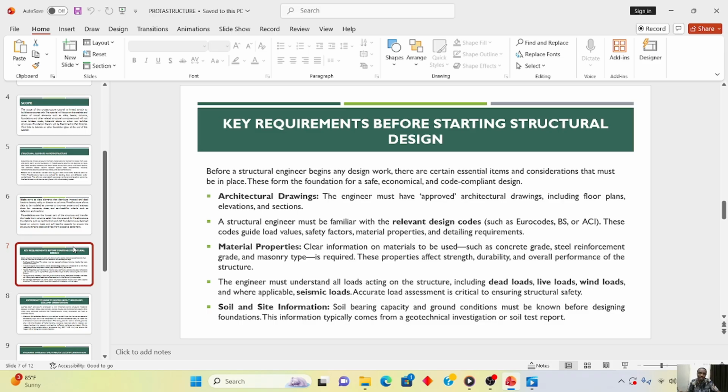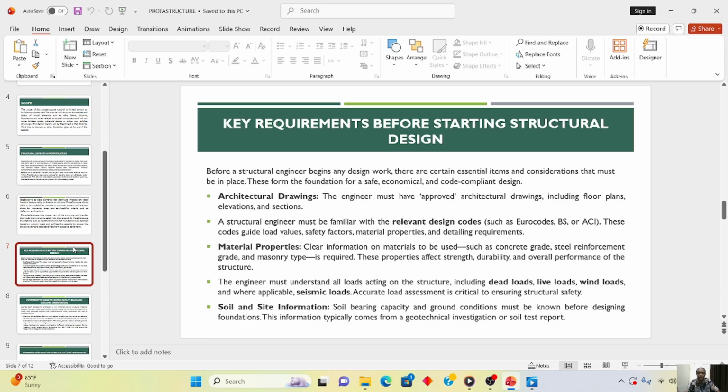Okay, so it's important before you start any design that you have basic knowledge of all of these things. You're not even allowed to do design if you don't have a solid background, like being from a civil engineering background. Okay, so you should know the steel grade, you should know the masonry type that are required, and their properties will definitely affect the strength and durability and overall performance of a structure.